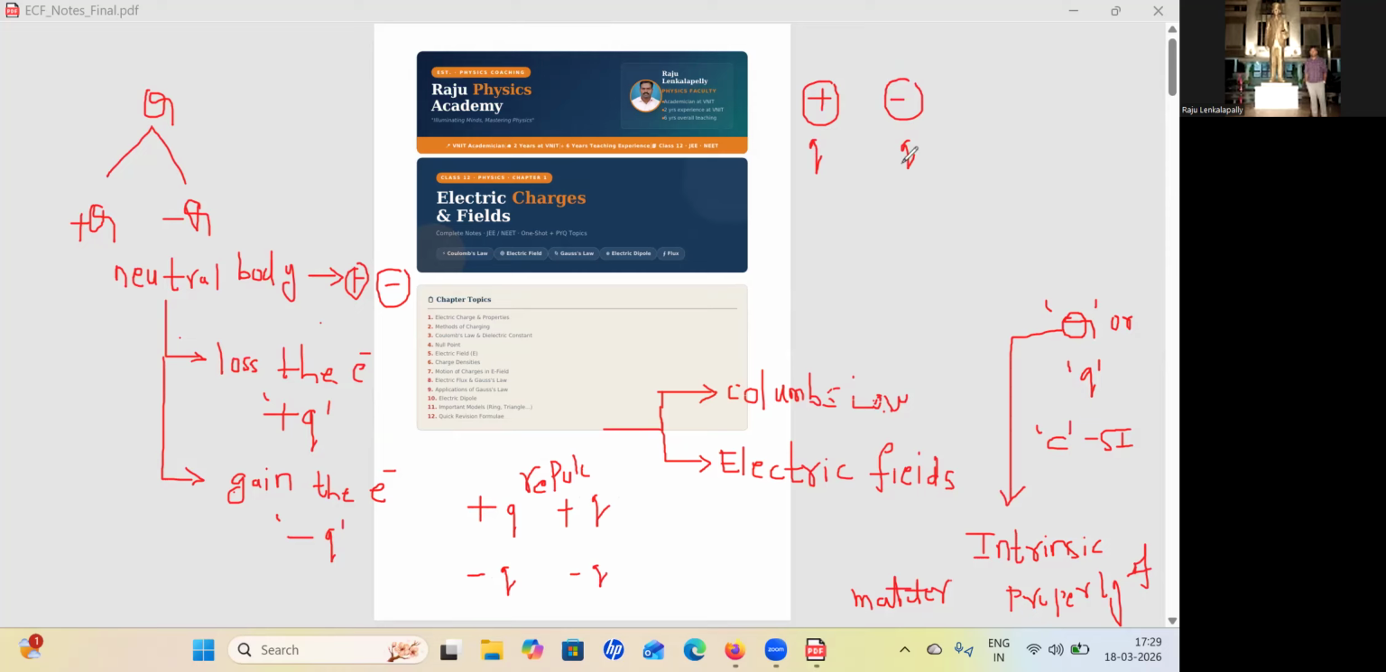In between, they always attract each other. This is the way of the nature of charges. So like charges always repel, and unlike charges always attract each other.